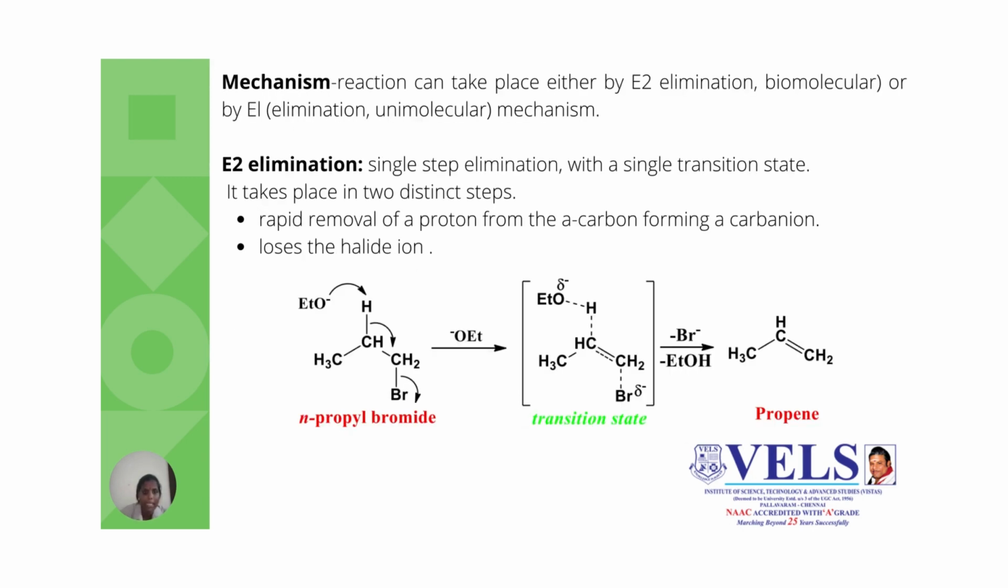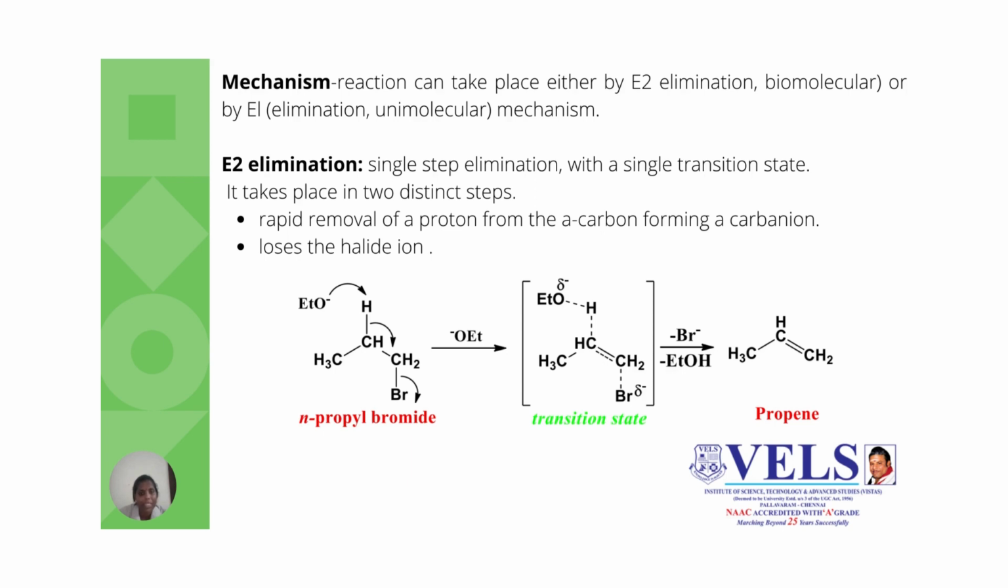What is the mechanism of the beta elimination process? It may take place by either the E1 mechanism or the E2 mechanism. The E1 mechanism is an elimination reaction, also called the unimolecular mechanism. The E2 mechanism is also an elimination reaction, and it is a bimolecular mechanism normally.